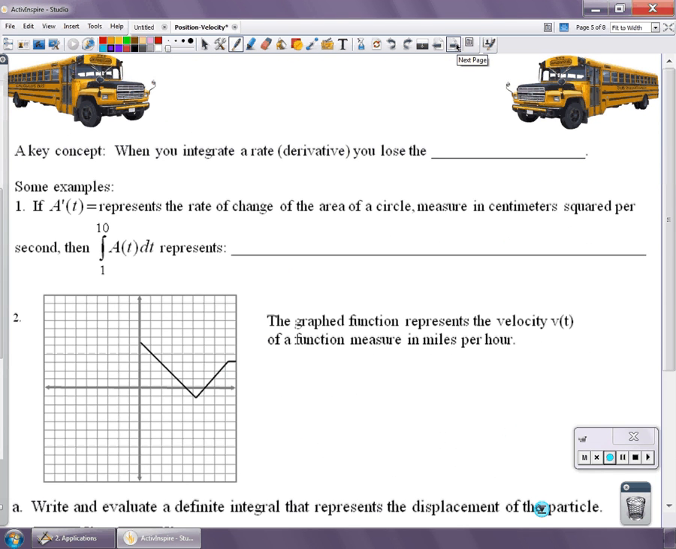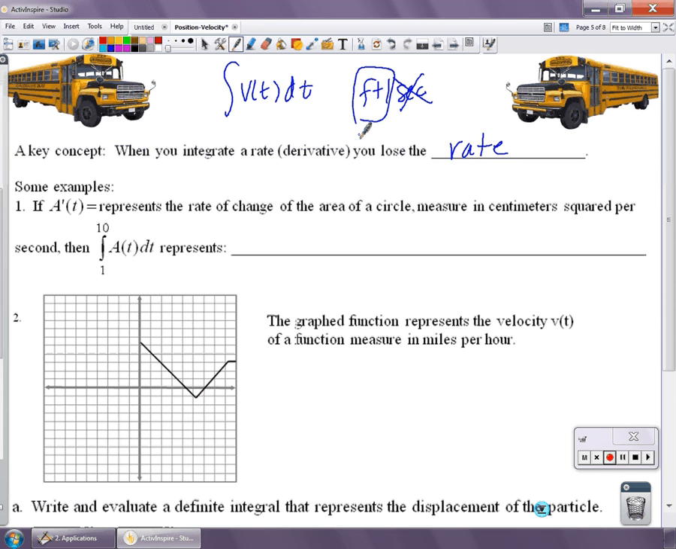A key concept is, and we've talked about this in class, when you integrate a rate, you lose the rate. What am I talking about? Well, it's just a way to remember what happens. Think of velocity. If this is measured in feet per second, when you integrate a rate, you lose the rate. And that helps you to know what your units that you're accumulating should be. Lose the rate, what's left is what you're accumulating.